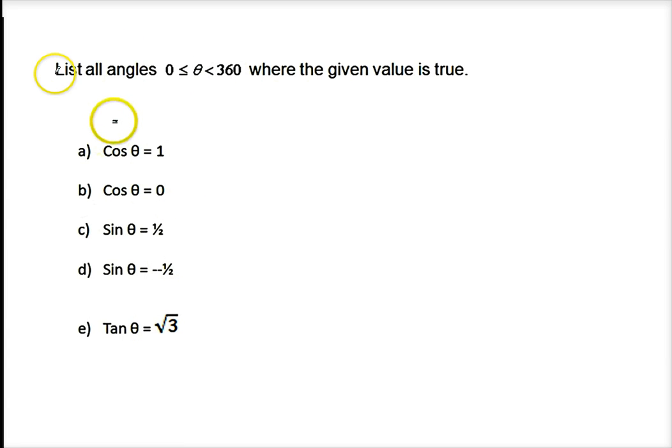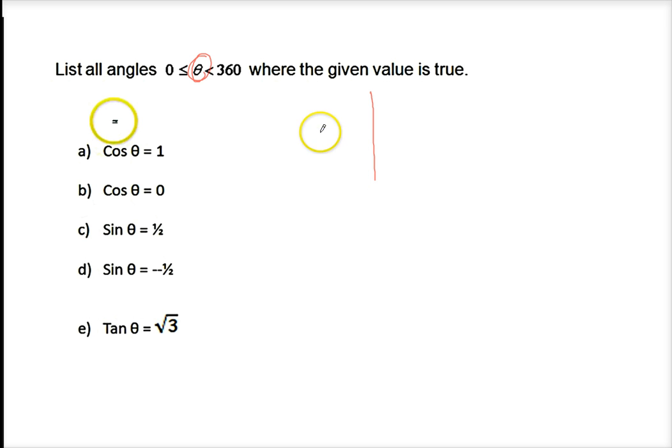All right. So here we're asked to list all angles. This means theta, so any angle between 0 and 360 degrees where the given value is true. So we want to know all places, all angles on the unit circle where the cosine of theta is equal to 1. Well, what does that mean?